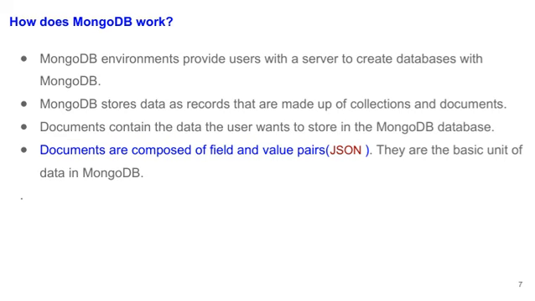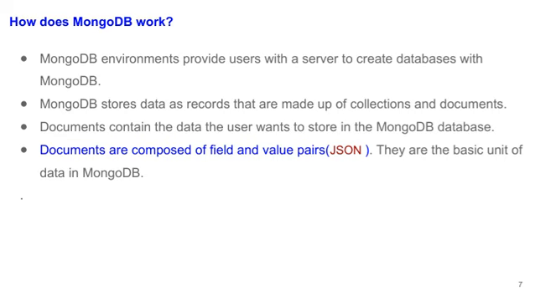Imagine collections as folders that hold related documents, which are individual units of data. These documents are made up of field and value pairs, similar to key-value pairs in JSON format. This structure makes it easy to store complex data in a way that's both human-readable and machine-friendly. And remember, these documents are the basic units of data in MongoDB. They're what you work with most often when you're adding, updating, or retrieving information.